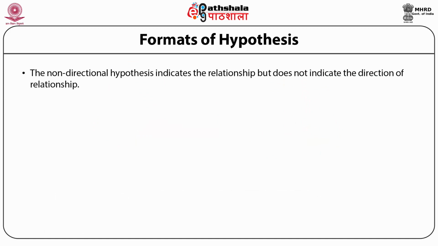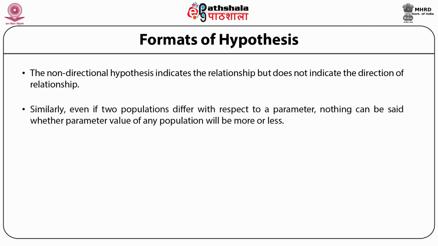The non-directional hypothesis indicates the relationship but does not indicate the direction of the relationship. So this is the third type of hypothesis that we are discussing. In other words, there may be a significant relationship between two populations with respect to a parameter. Even then, nothing can be said whether the relationship would be positive or negative.